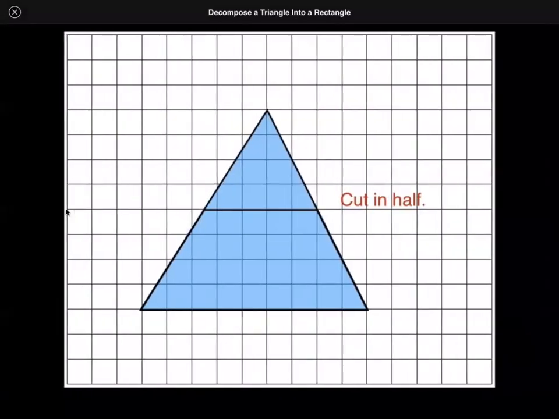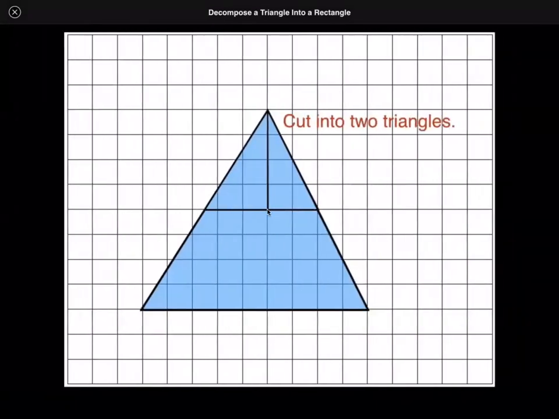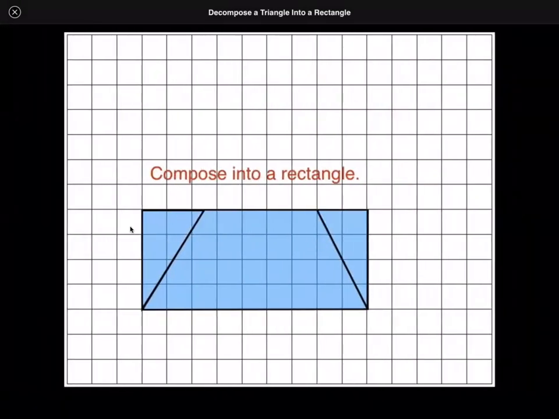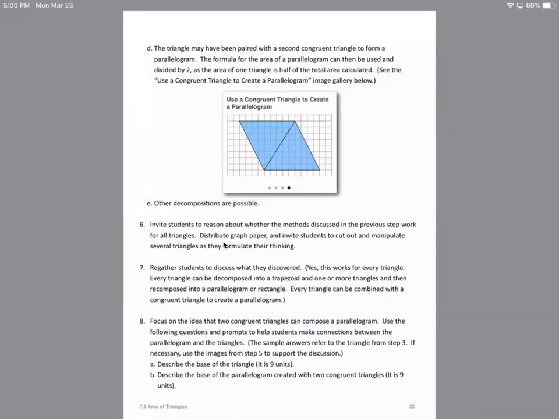Okay. There's also this way as well. You can take that same triangle, cut it in half, cut that top part into 2 triangle wedges, and then strategically place both wedges on the end of the base of that triangle, and now you've got a rectangle. And so, as you can see, we take this triangle and we decompose it into a parallelogram or a rectangle.